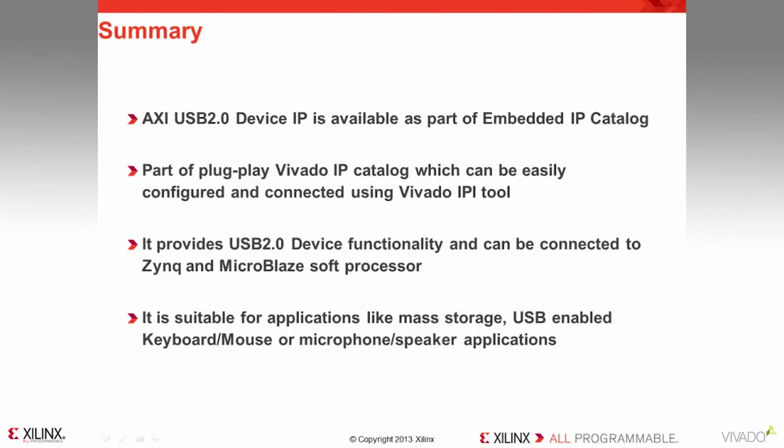In summary, AXI USB 2.0 device IP is available as part of embedded IP catalog. This is part of plug and play Vivado IP catalog, which can be easily configured and connected using the Vivado IPI tool. It provides USB 2.0 device functionality and can be connected to Zynq and MicroBlaze soft processor. It is suitable for applications like mass storage, USB enabled keyboard or mouse, or microphone and speaker applications.